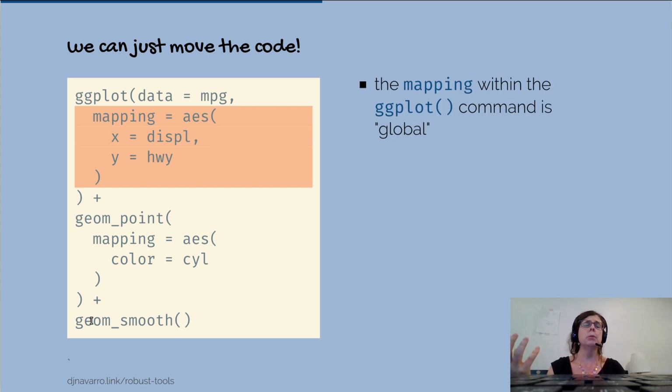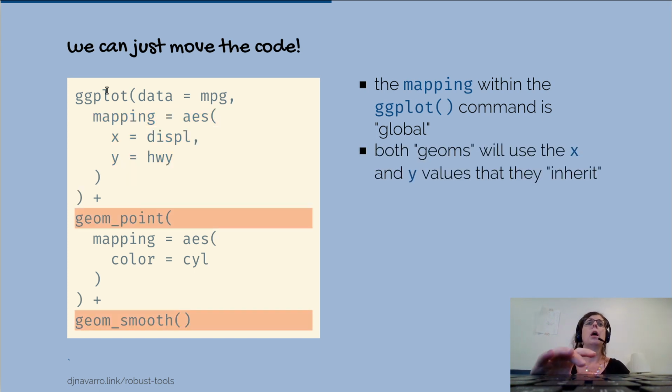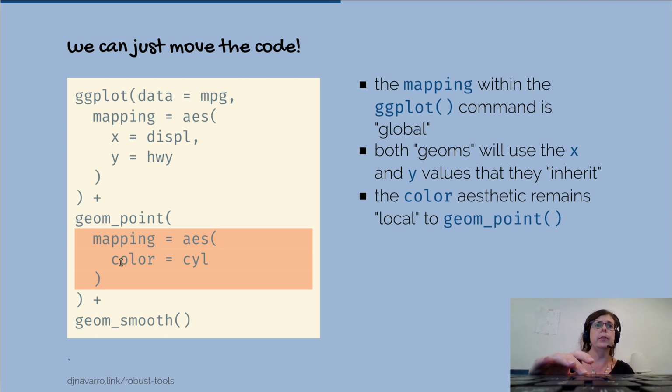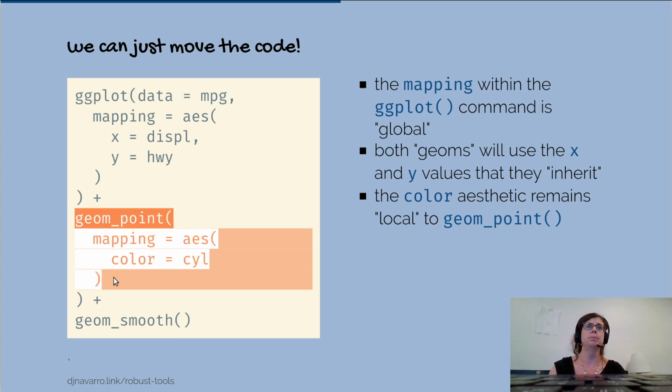Anytime we specify mapping inside the ggplot command, we say that those aesthetics are global. And all of the geoms will inherit the values of x and y from that global value. However, over here, where I've specified just mapping equals the mapping for color, only for this geom_point, this is a local mapping and it will apply only to that layer.